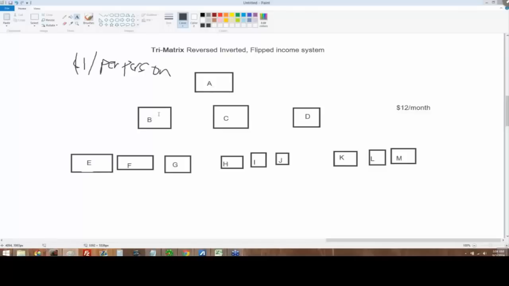B might have been referred by somebody else above A in the company. Doesn't matter at all. Okay, here's what happens. There is no real low priority and things like that. In here, everybody's just going to make money. Now, here is the clear mathematical issue.